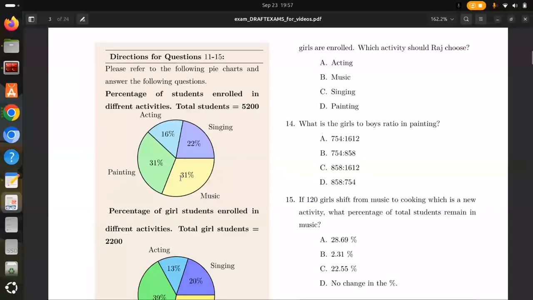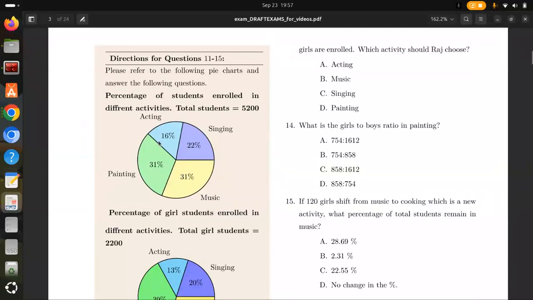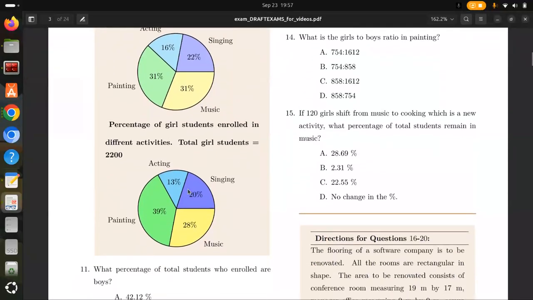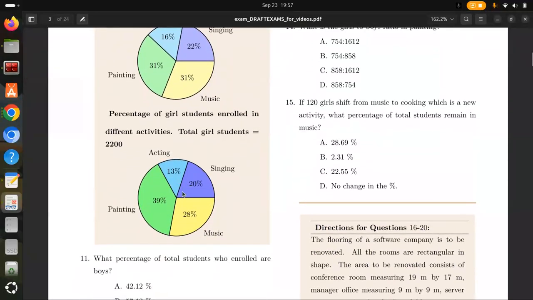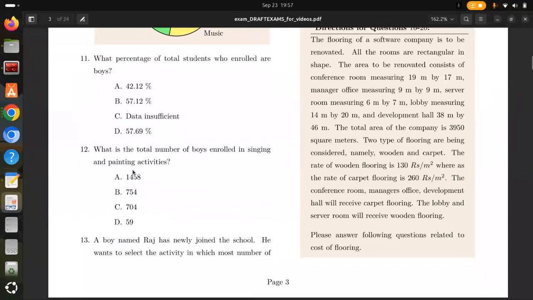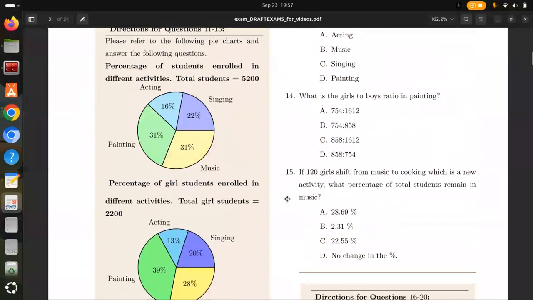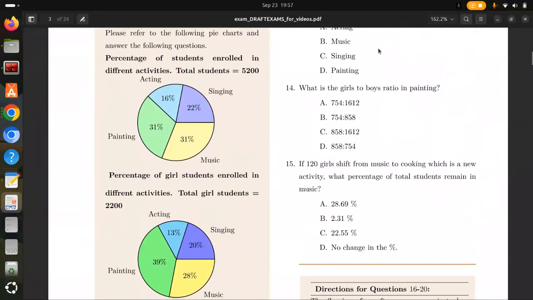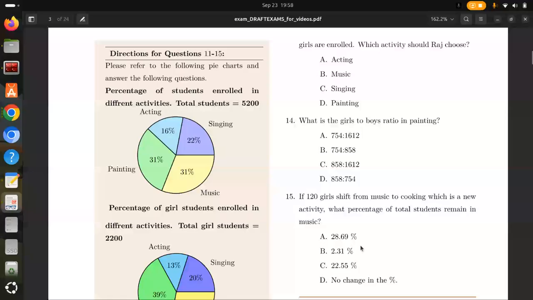So two pie charts are given. The first one consists of everybody, that means both boys and girls, assuming only two genders, whereas here only the girls part is shown, the pie chart for different activities. Now let's come down. Question number 11 and question number 12 you can see here, and question number 13 also you can see here, a part of it, and the remaining part of question 13 is on the right side. Then question number 14 and question number 15 are there on your screen.